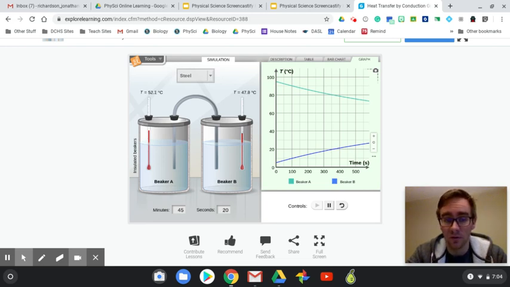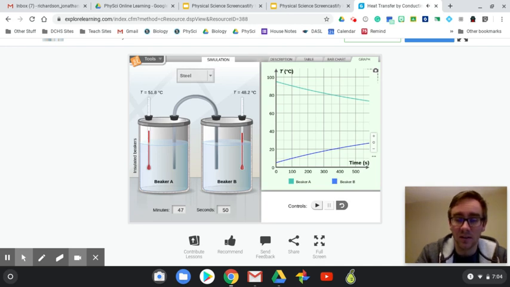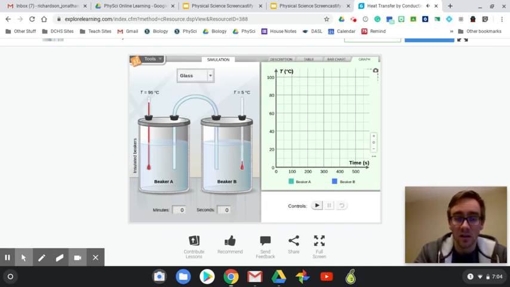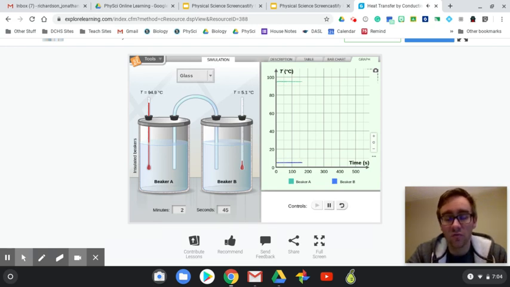We're slowly approaching that equilibrium, compared to something like glass, which is an extremely, extremely poor conductor. The temperatures are moving, but at an extremely low rate.